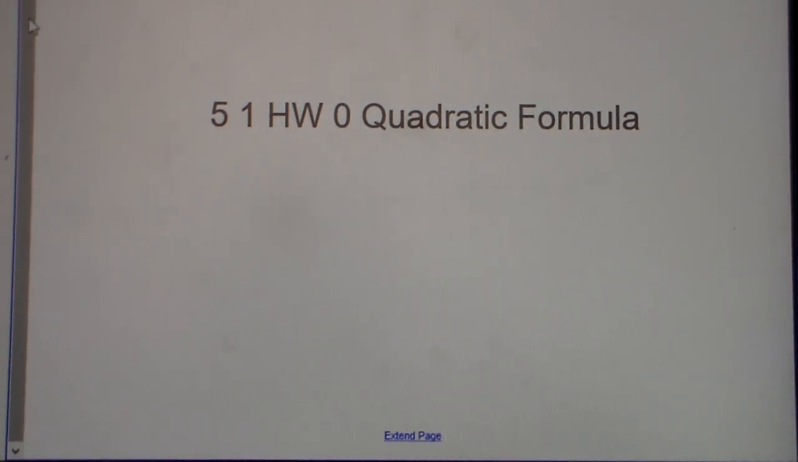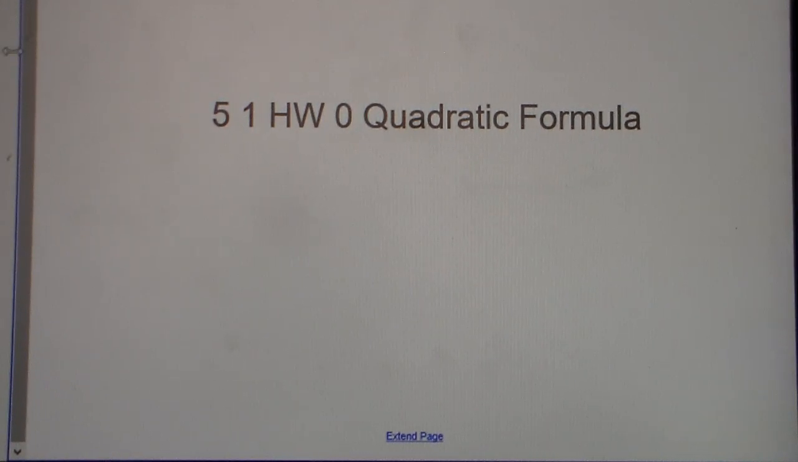Alright, ladies and gentlemen, next up is 5-1-HW0 quadratic formula. We're going to be practicing this guy. If you have any questions, just make sure you come to Extra Help and ask, or ask me during class. I'll be happy to help you out. But I'm going to walk you through the first couple problems. So hopefully that answers any questions you might have.